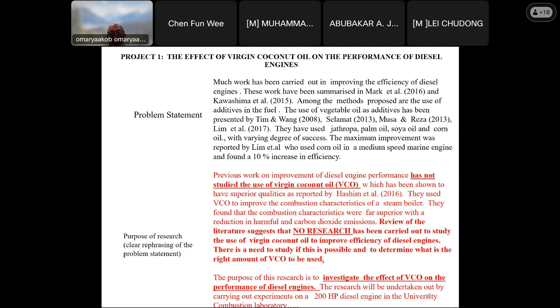This is from, you remember, the pyramid for VCO, virgin coconut oil. So much work has been carried out to do that. See, so it declares there. So this is summarized by these people. And then among the methods is additives. So now you go down the pyramid into the funnel. And from additives, go to vegetable oil as one of the additives. There are many additives, any type, including vegetable oil. In vegetable oil, there are various vegetable oils, and one of them is corn oil.